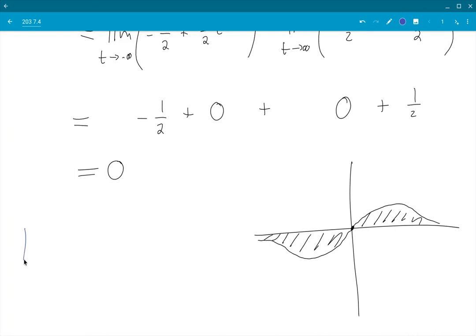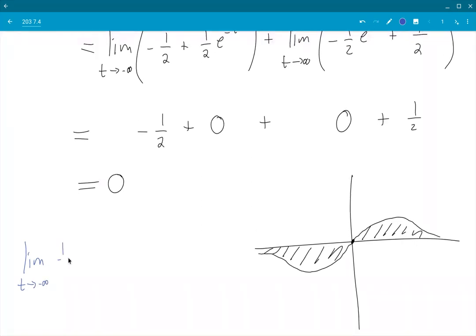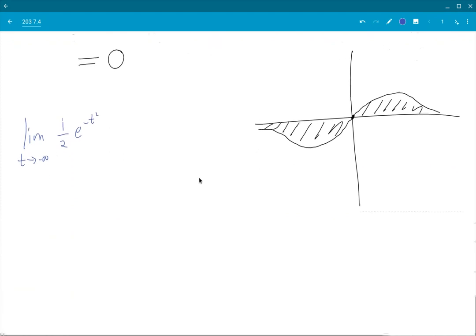What about that limit I did? I did a limit t goes to minus infinity of a half e to the negative t squared. Why did that end up being zero? That's 1 over 2 e to the t squared. Well, you're squaring, right? So this thing right here is e to a positive exponent. Okay, so this is of the form 1 over plus infinity. So I get zero.